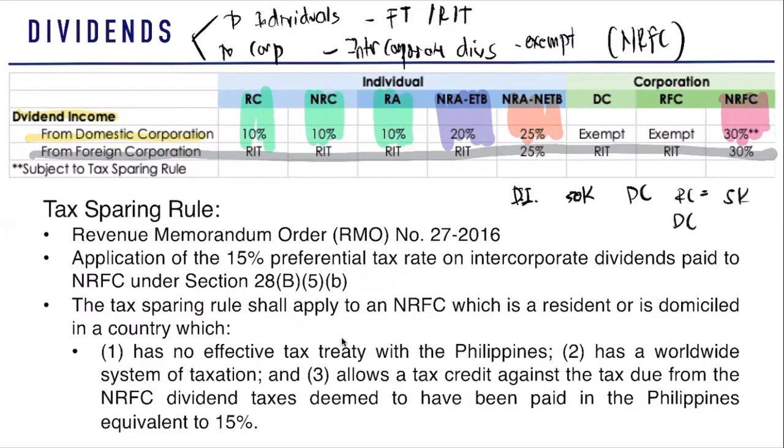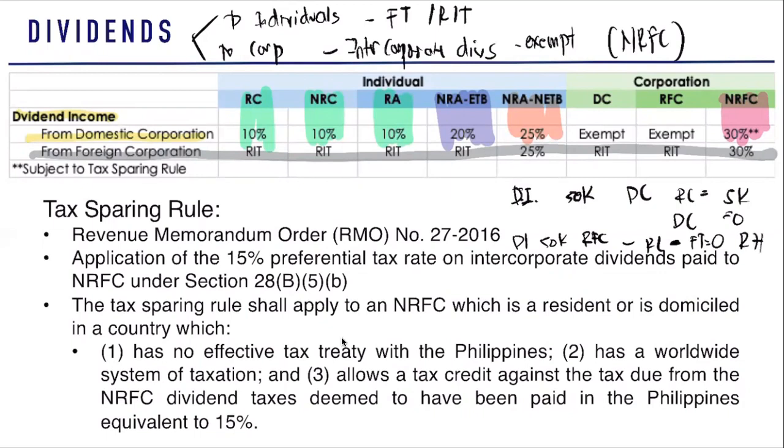If you are a domestic corporation also, we call that one intercorporate dividend, so you are exempt, 0. But if that dividend income of 50,000 came from a resident foreign corporation, resident citizen, how much is the final tax? Final tax is 0 because it is subject to regular income tax. Clear? Okay, so I hope we're clear.